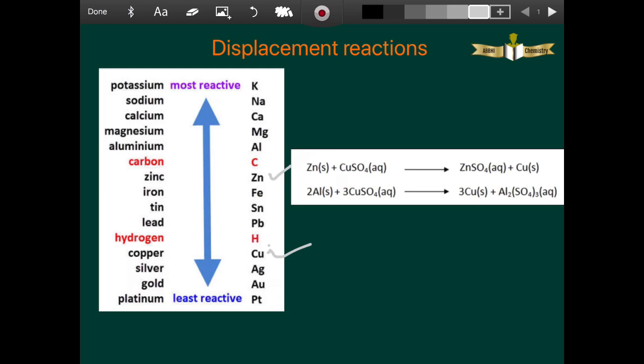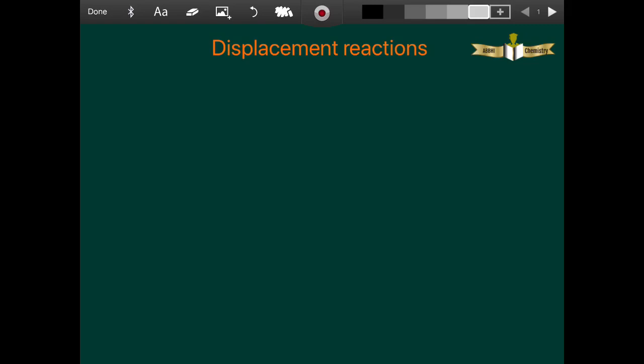Similarly, take the second example, aluminium, and this is copper. So aluminium is displacing copper to form aluminium sulfate. Similarly, zinc is displacing copper to form zinc sulfate. The highly reactive elements will always displace the least reactive elements. Let's watch a video where zinc displaces copper in copper sulfate solution.